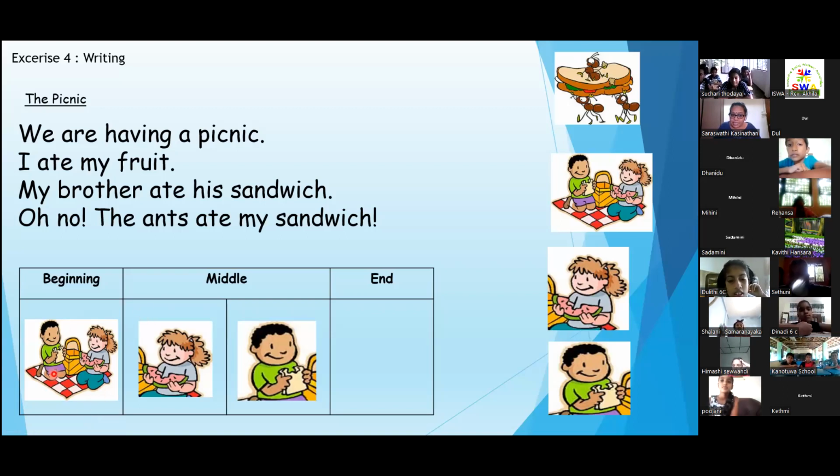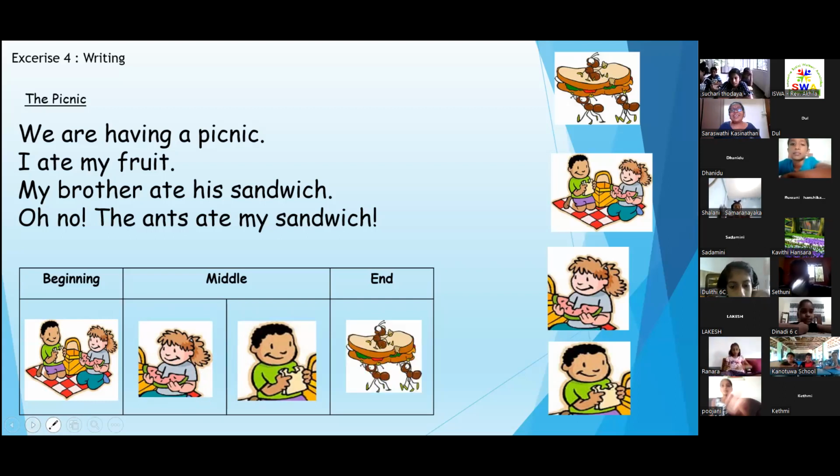So the beginning is the picnic. The middle is the children eating. And the end is? 1. Yes. Well done. The end is where the little ants took a sandwich away, right? So now do you understand? Everybody understand? In a story, you must have a beginning, you must have the middle, and you must end your story.